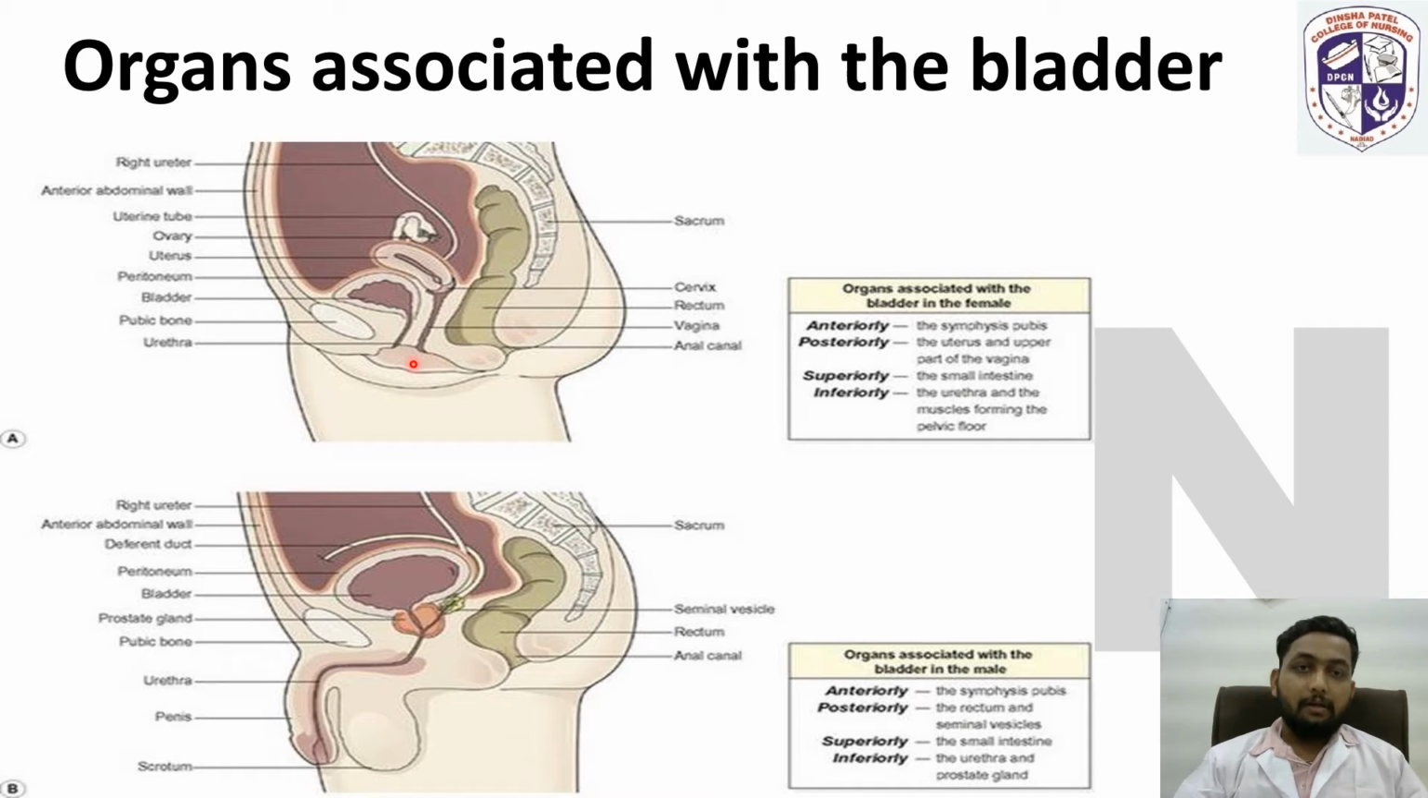Now we will see the male. Same, on the anterior side there is the symphysis pubis. On the posterior side there is the rectum and the seminal vesicle. On the superior, means the upper side, same as above, there is the small intestine of the abdominal cavity, and on the inferior, means downward, there is the urethra from where the urine will pass, and the prostate gland.